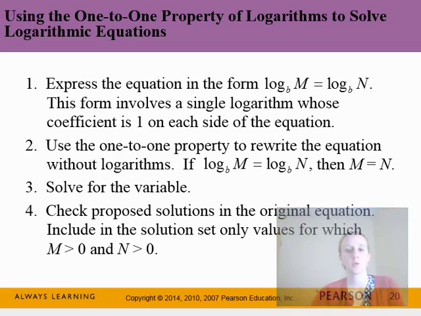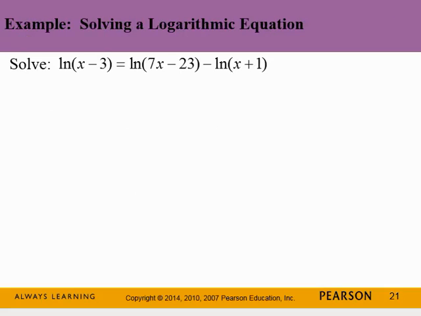There's a property called the one-to-one property of logs to solve log equations. Express the equation in the form log base b of m equals log base b of n. This form involves a single log whose coefficient is 1 on each side of the equation. So use the one-to-one property to rewrite it. If you have that, then m equals n. Solve for your variable. You're going to check your proposed solutions again, just like we did last time.